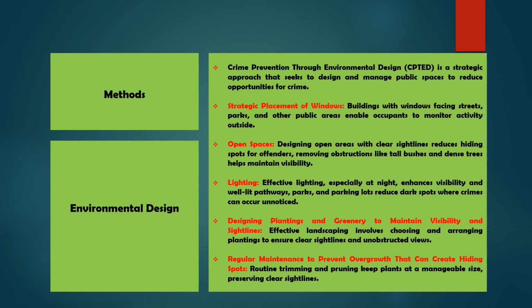The last is environmental design. We noted earlier when we were looking at crime mapping that the environment where people live might be a facilitator or might hinder criminal activities. So we are saying that there's a way we can design the environment to ensure that it hinders criminal activities. For instance, the way we build our houses: windows should ideally face streets, parks, and other public areas so that people are able to view the movement of individuals, including those that may be intent on causing or engaging in crime.